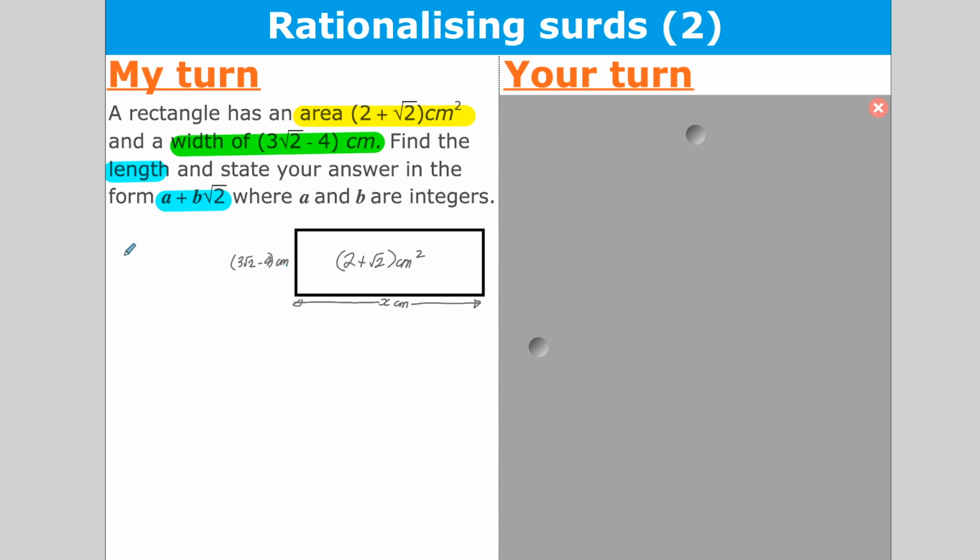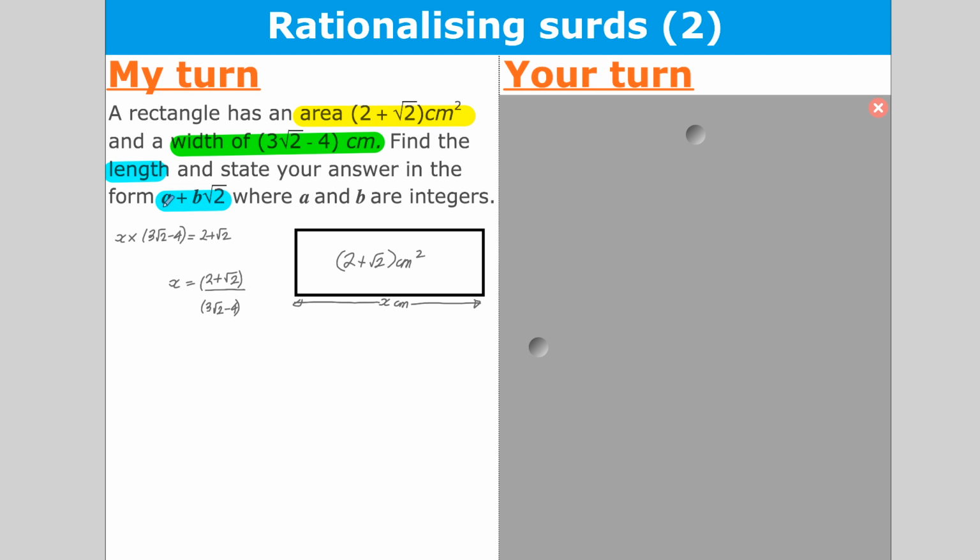So let's just state that. We could say that x multiplied by 3 root 2 take away 4 has got to be equal to the area 2 plus root 2. Okay, that's got to be true. So therefore, if we're trying to find x, if we divide both sides by 3 root 2 take away 4, we would get that x must be equal to 2 plus root 2 divided by 3 root 2 take away 4. Now, that is x, that's the length.